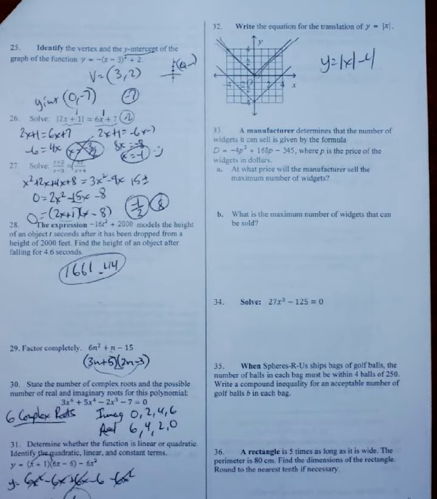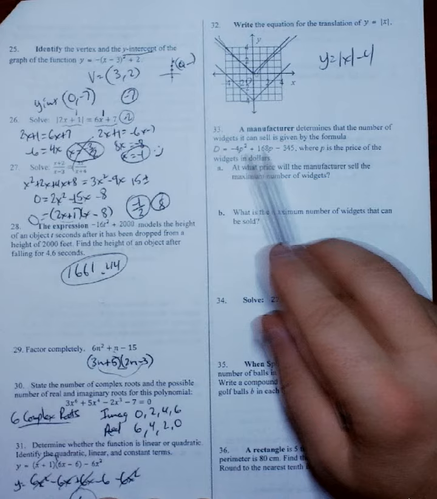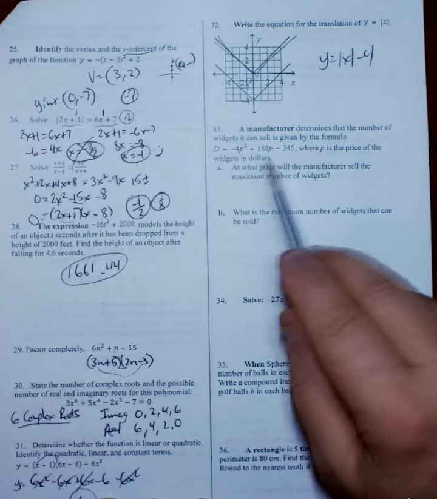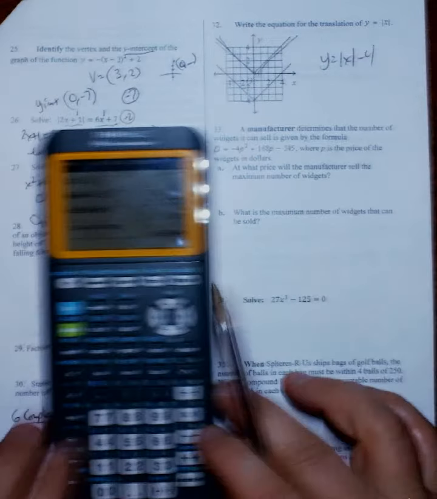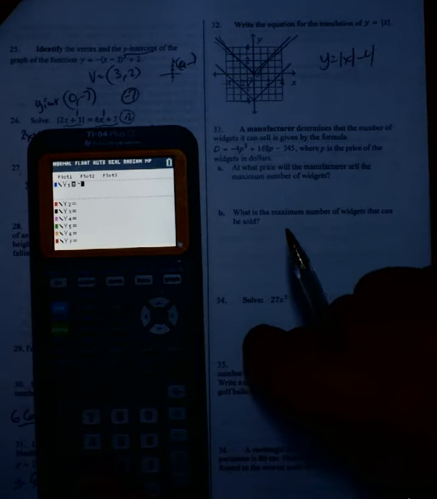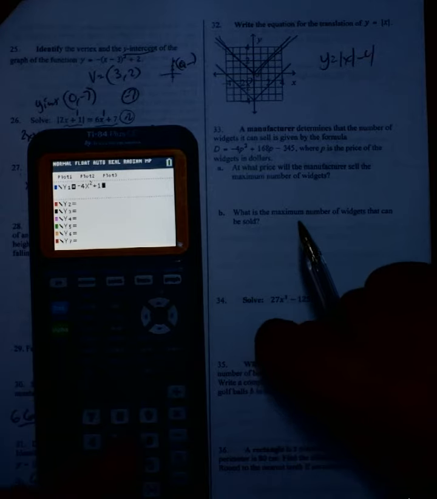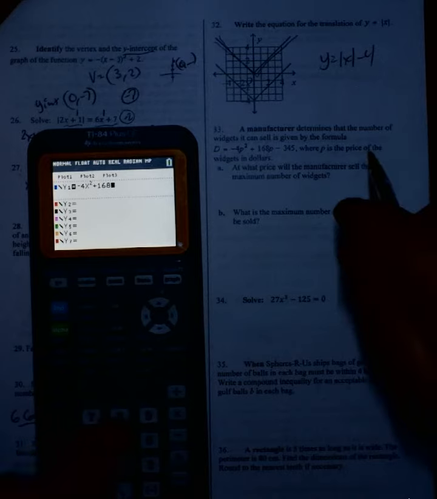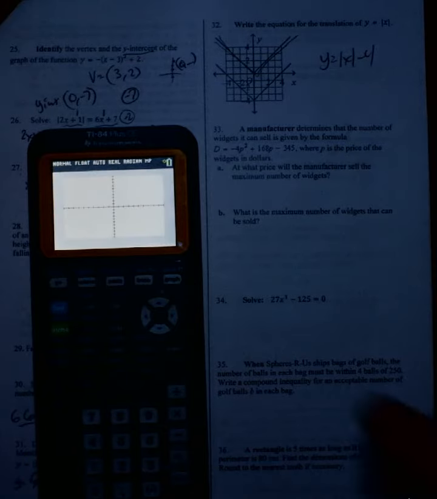Number 33, a manufacturer determines that the number of widgets it can sell is given by this formula. So D is the number of widgets it can sell, and then the price is what P is. It says at what price would the manufacturer sell the maximum number of widgets? And so we're going to need to grab our calculator for this one. I'm going to type this into my graphing calculator. This is negative 4x squared plus 168x, and then minus 345. So if I graph that right now, it's going to tell me, I think I'm going to have to change my window here.